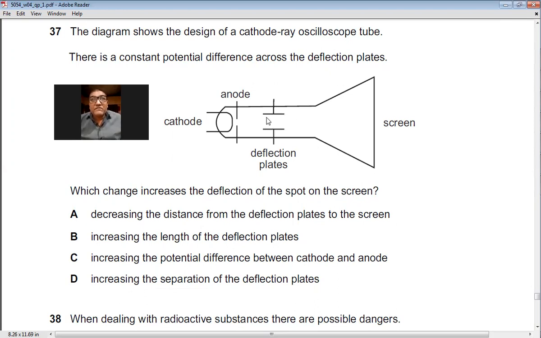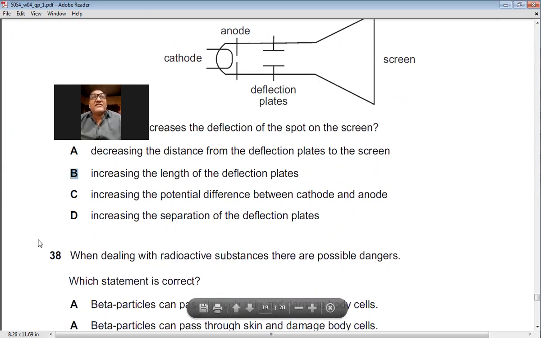through here will spend more time in the electric field, so they will be bent, they will be affected by that electric field more. So I think B is the right answer. The unusual question, question number 37, B is the right answer, sir.